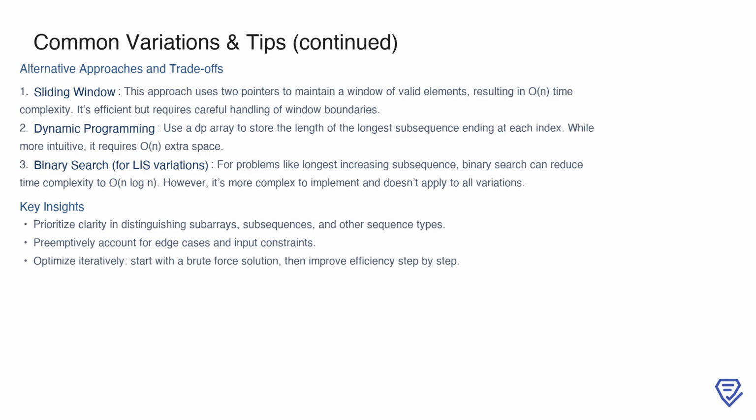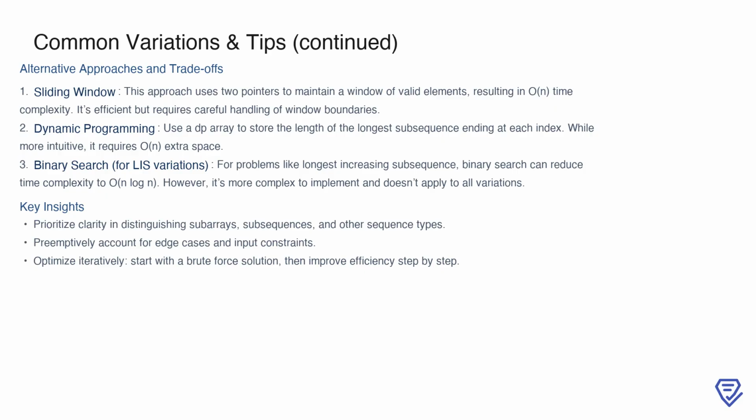For variations like the longest increasing subsequence, binary search can be an excellent optimization. By combining binary search with a greedy strategy, you can achieve O(n log n) time complexity. That said, it's more complex to implement and isn't suitable for all variations of sequence problems.